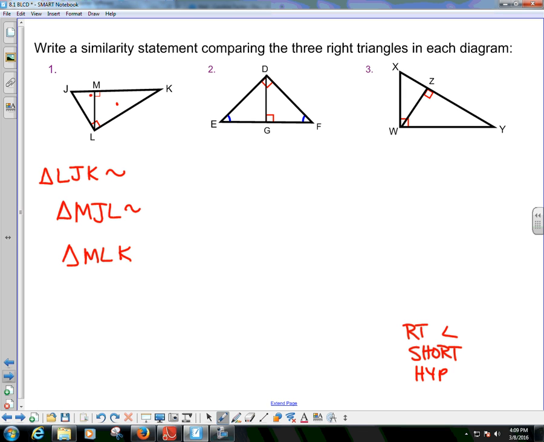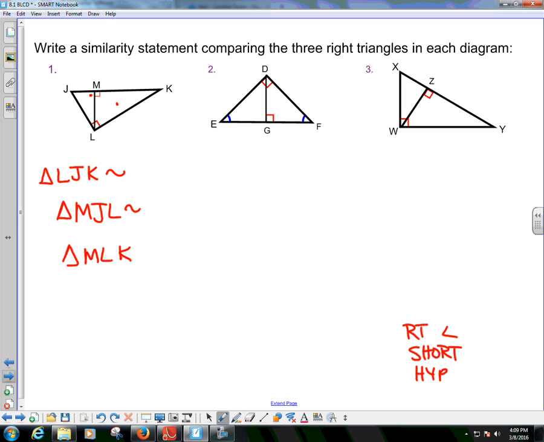All right, number two. Once again, I'm going to look at the big triangle. I'm going to start at my right angle, and this is harder, sort of. The thing that's special on this one is I've got angle E and angle F are congruent. That means that this is an isosceles triangle, right?